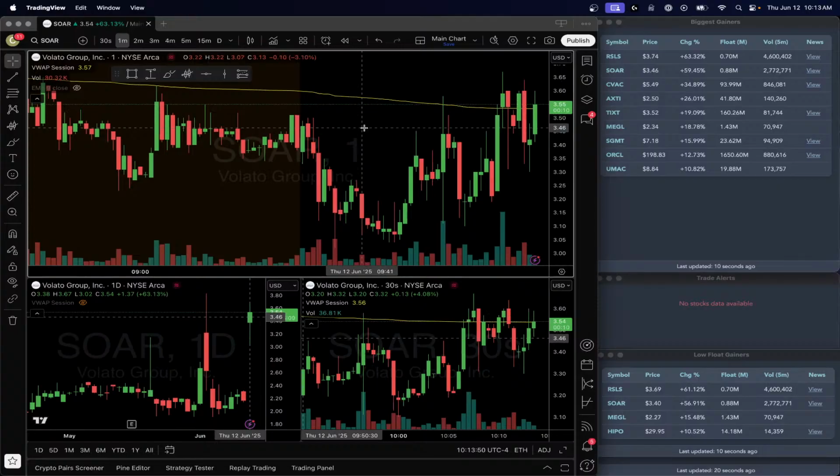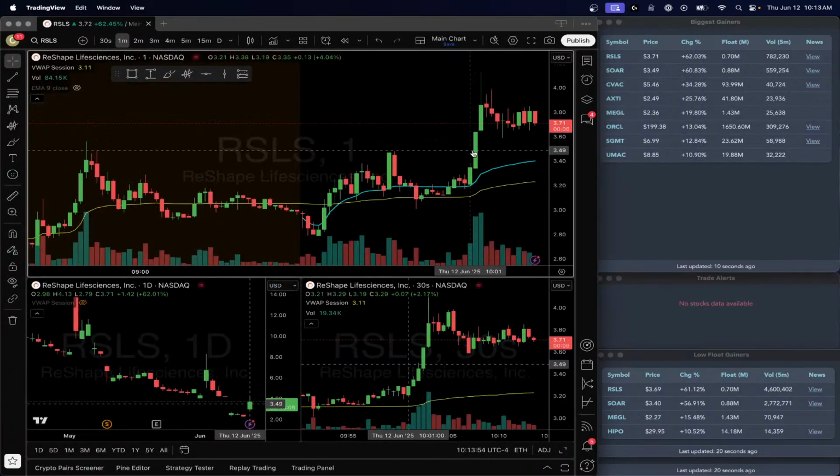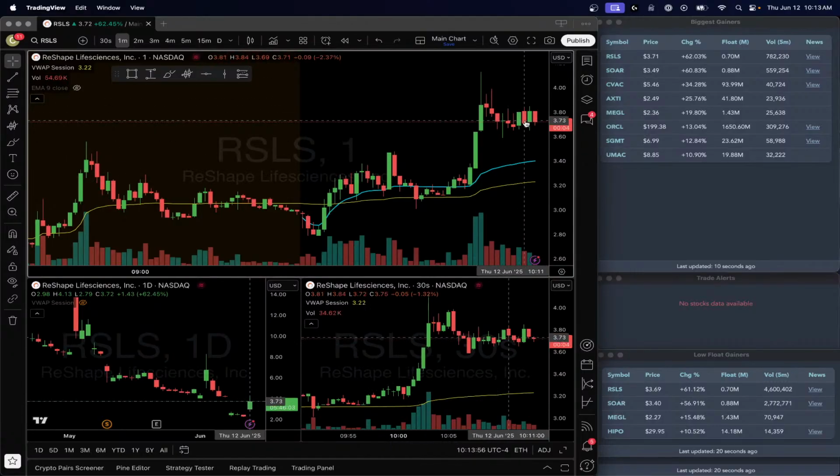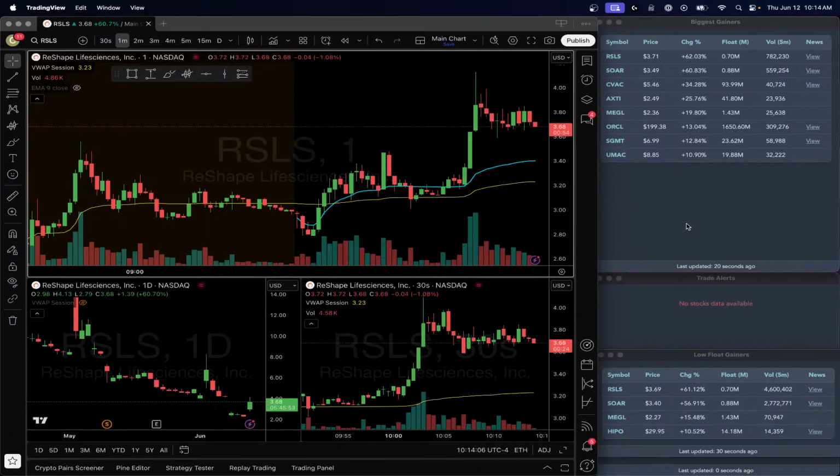RSLS is just consolidating. Could be a bull flag setting up for a pop higher. We could break back down to the VWAP here because it got pretty extended. The volume's drying up. Maybe the shorts will try to push it down.